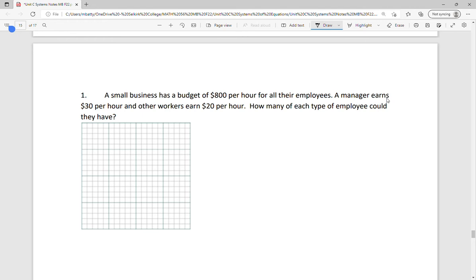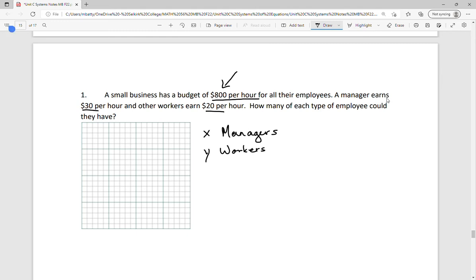The first thing you get a mark for is telling me what is X representing and what is Y representing. So this small business has a budget of $800 for their employees. That's going to be one of my constraints. A manager earns $30 an hour and a worker earns $20 an hour. So basically this question is about managers and workers. I'm going to say managers are X and workers are Y. That is an arbitrary decision. I just decided that. You can do whichever way you want, but tell me so that I know how to look at your work.